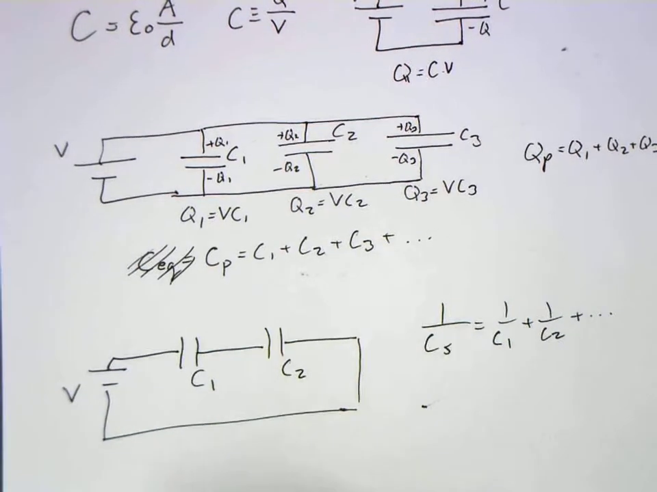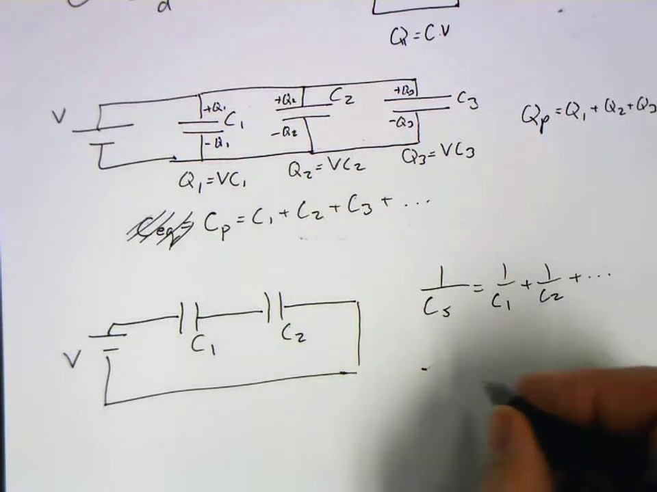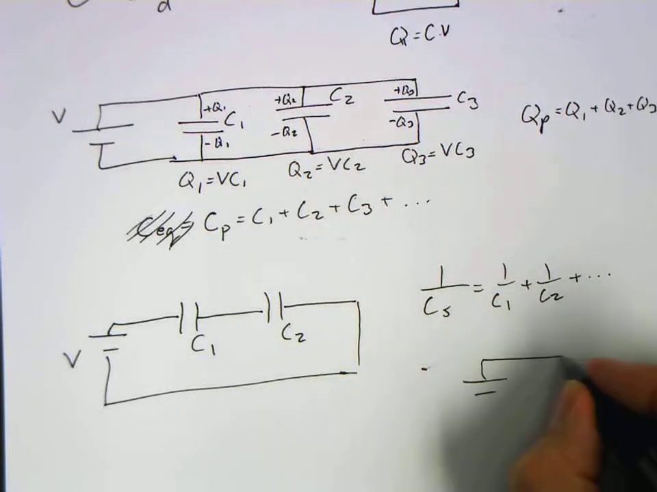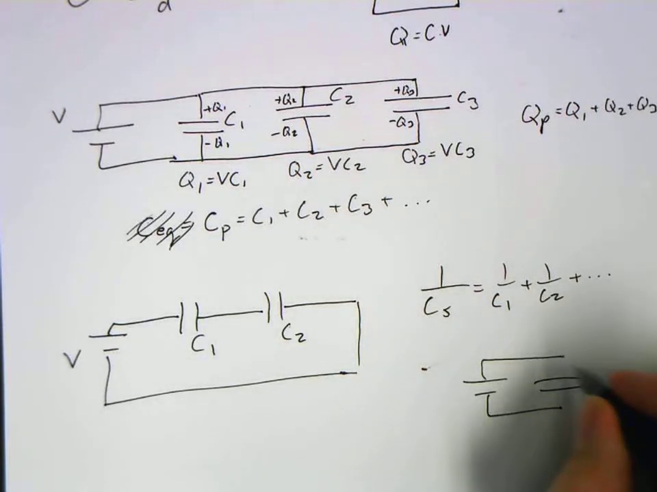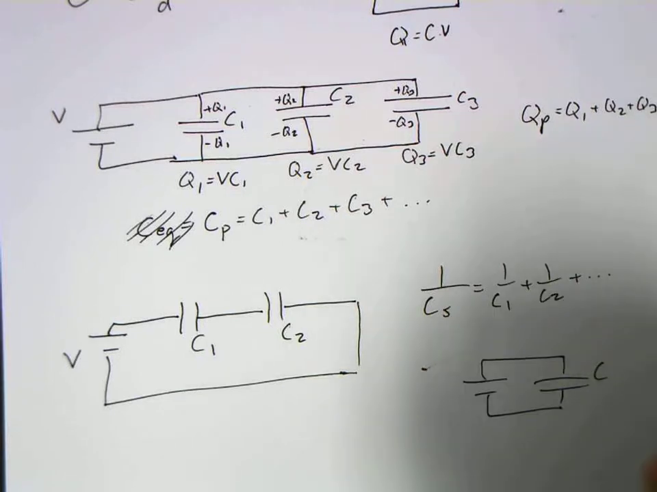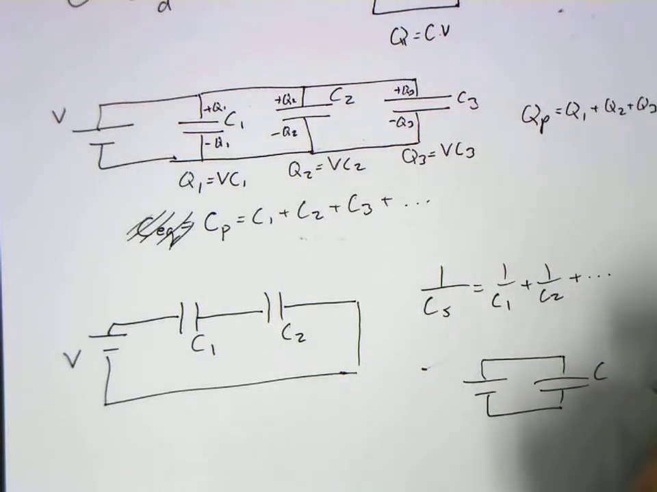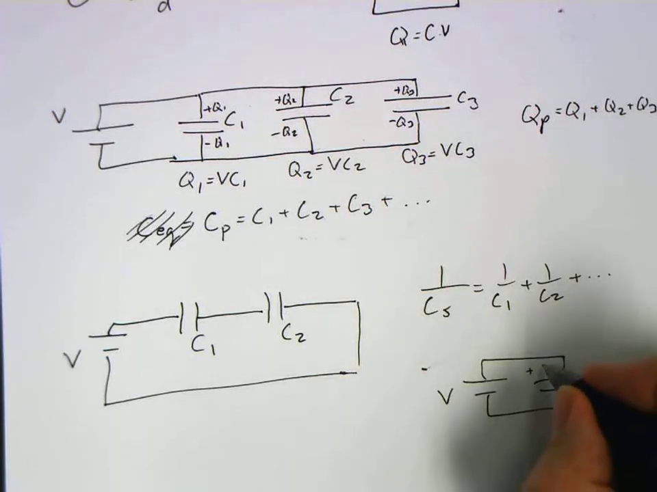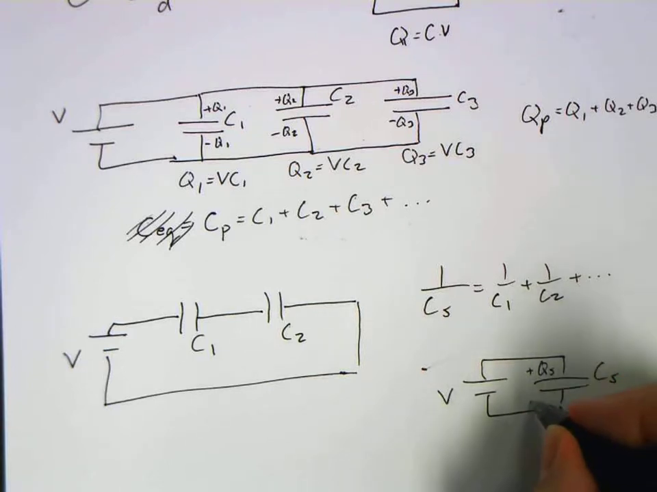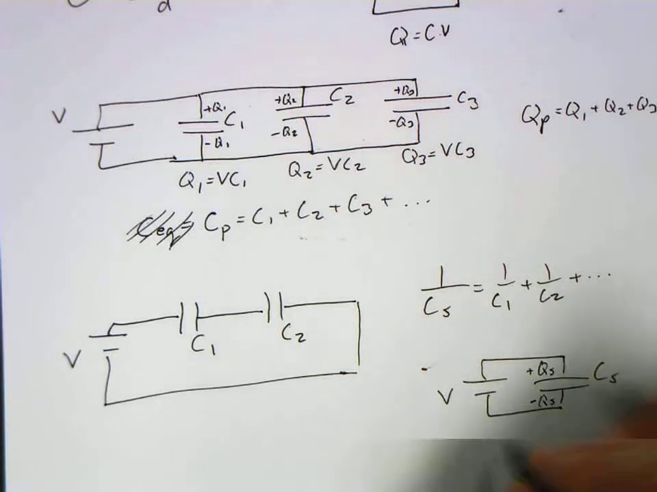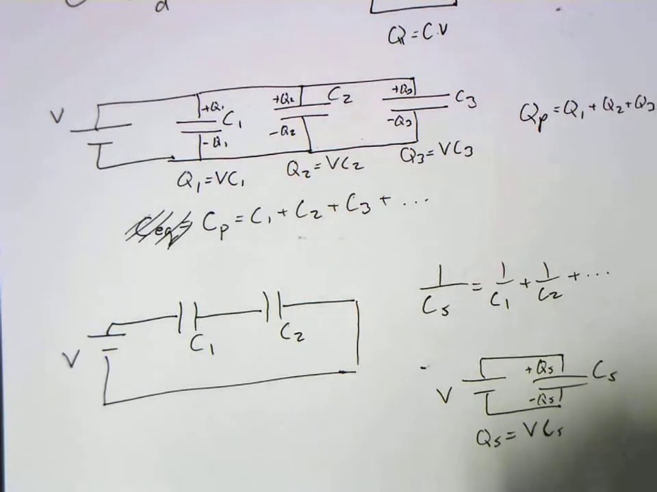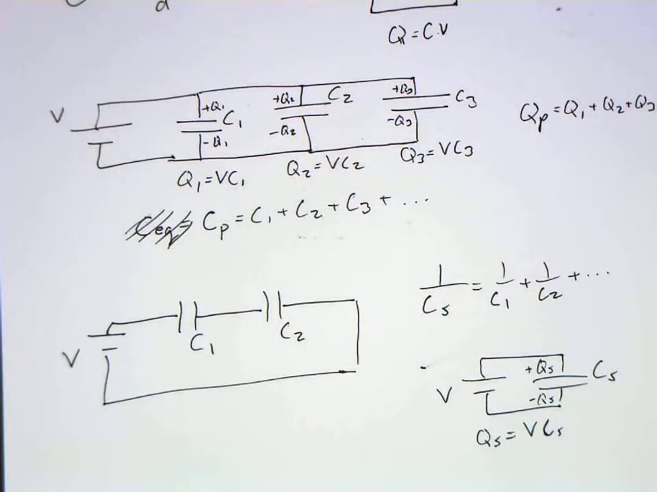So now if I were to reduce this to an equivalent circuit, calling it a circuit just because the wires are connected, this would be C sub S here. This would be V, and I would get positive Q sub S on this side and negative Q sub S on this side, and Q sub S would be equal to V times C sub S. Okay, my equivalent series capacitance.